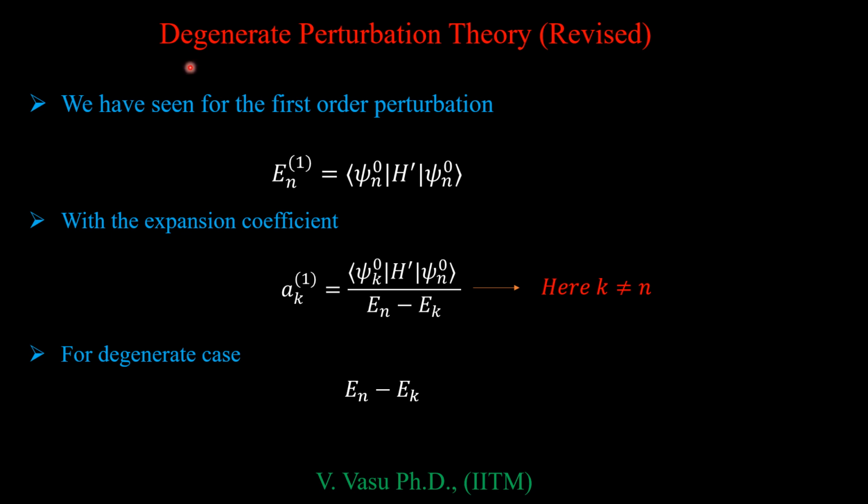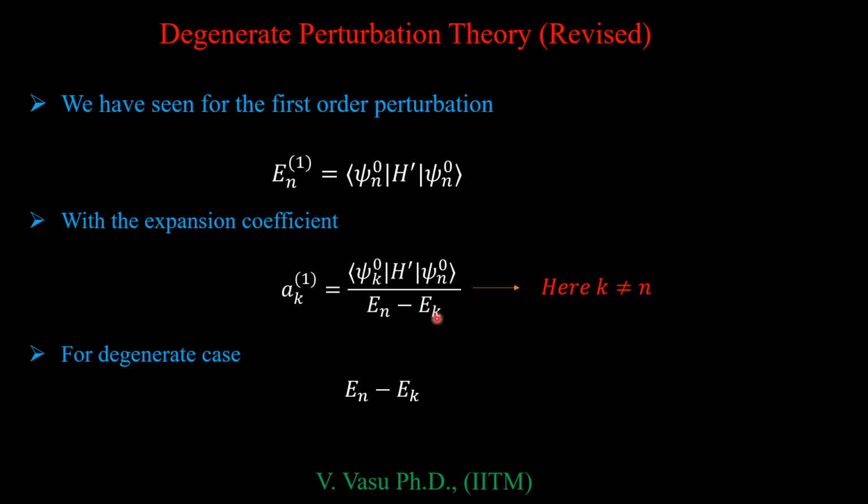Today we will see about degenerate perturbation. This is a revised version. We have seen in first order perturbation that E_n^(1), the first order correction for the nth energy state, is equal to the expectation value of the perturbed Hamiltonian in the unperturbed energy state, that is ψ_n^0. The expansion coefficient a_k^(1) is equal to ⟨ψ_k^0|H'|ψ_n^0⟩ divided by E_n minus E_k.